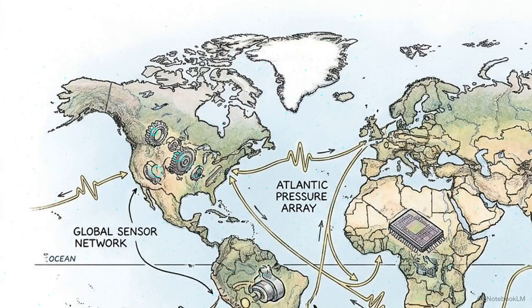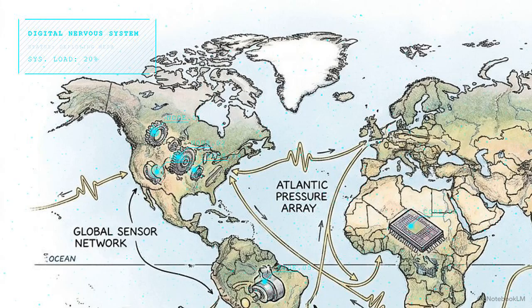Furthermore, every networked node is a potential entry point for cyber tampering by malicious actors. Despite the maintenance and security risks, this web of thousands of sensors forms an indispensable digital nervous system. It provides humanity with the real-time feedback loop required to understand and ultimately protect the Earth.